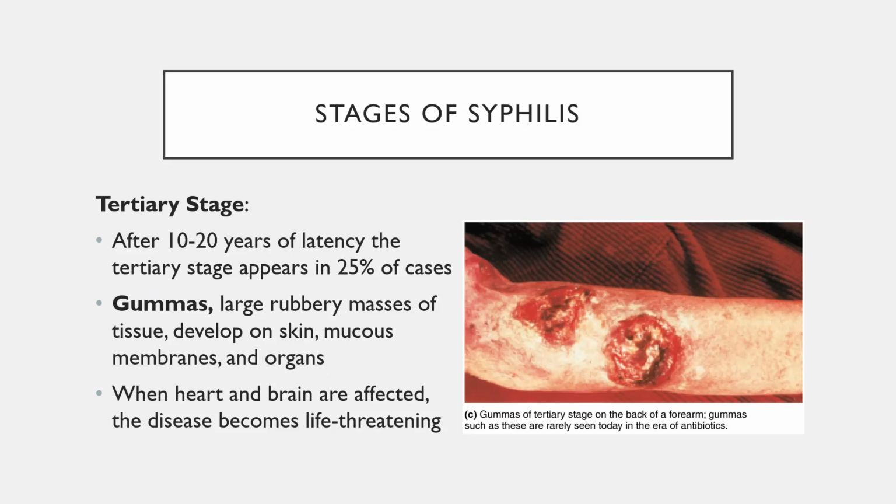The tertiary stage is characterized by gummas, which are large, rubbery masses of tissue that develop on the skin, mucous membranes, organs, and even sometimes the bones. And so these lesions, depending on where they develop, can be life-threatening, particularly when they occur in the heart. They can result in something called cardiovascular syphilis that can be deadly. And also, when they occur in the brain, they can cause neurosyphilis that can lead to dementia, seizures, paralysis, loss of the senses, etc. And when they occur in the eyes, it can lead to blindness.